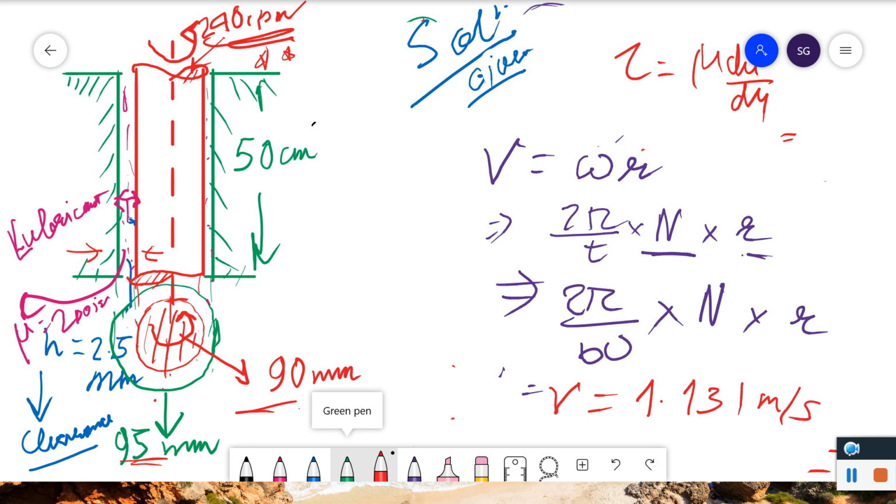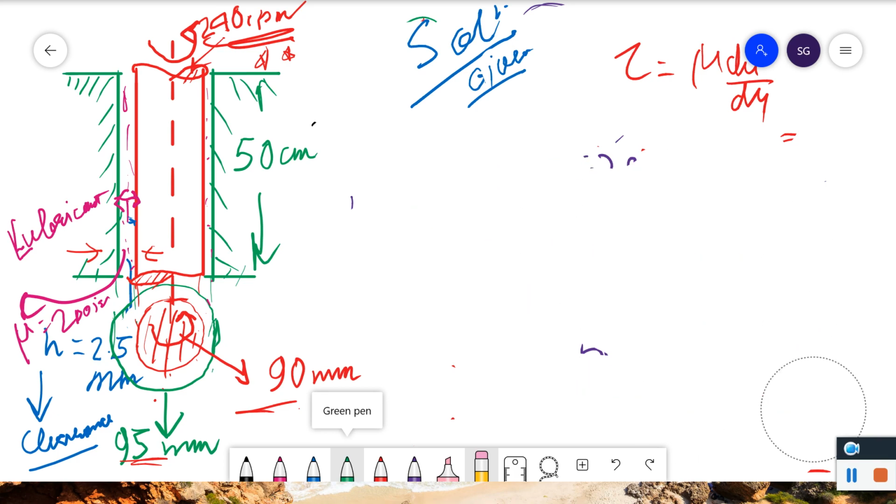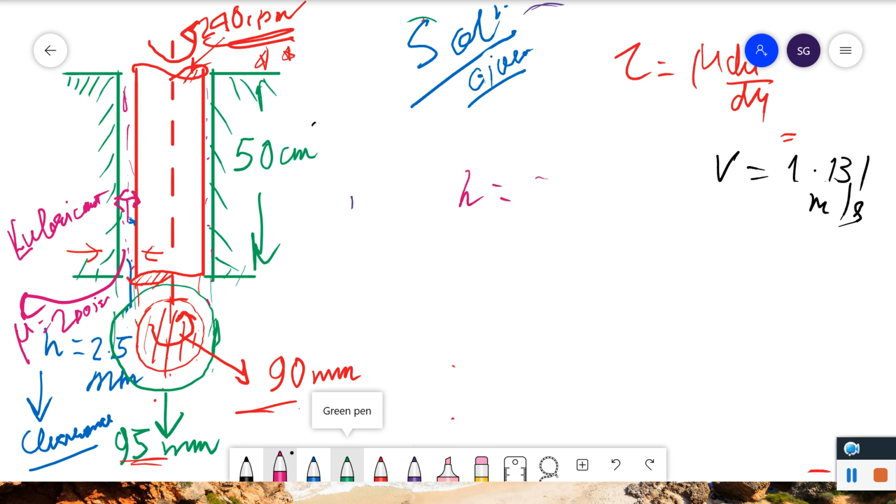(1.131 meter per second). First of all, we got a V. Now h, I told you h, what we have to do for h, that is 95 minus 90. We don't need this anymore. So the find out quantity will be V is equal to 1.131 meter per second. H would be 95 minus 90 upon 2.